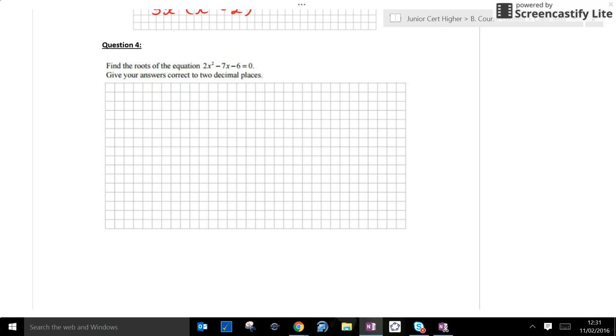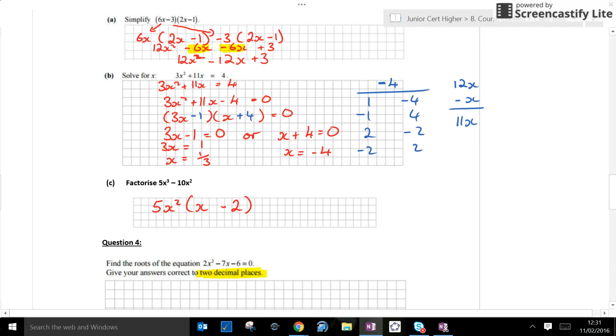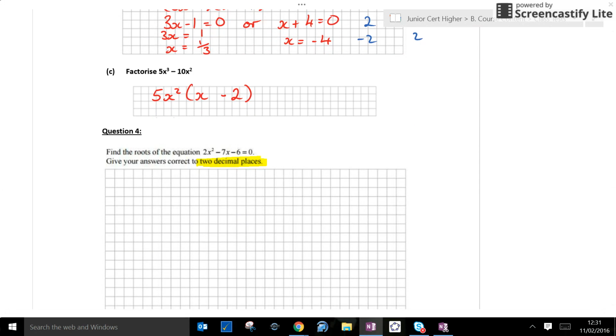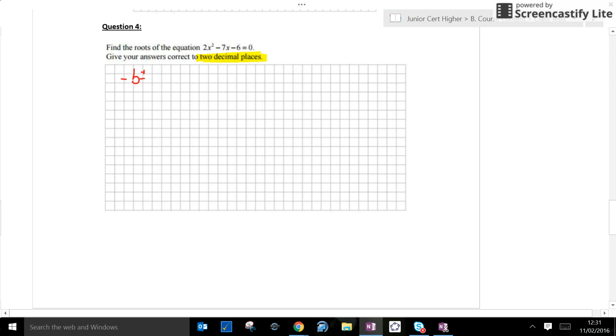Find the roots of the equation 2x squared minus 7x minus 6 equals 0. Give your answer to two decimal places. Now, the fact that we're told to give our answer to two decimal places means that we won't be able to use the method we used for question 3 part B, which was the method of factorization. We must use the quadratic formula given in the maths tables as x equals minus b plus or minus the square root of b squared minus 4ac all over 2a, where a is the coefficient of x squared, which is 2, b is the coefficient of x, which is minus 7, and c is the constant, which is minus 6.